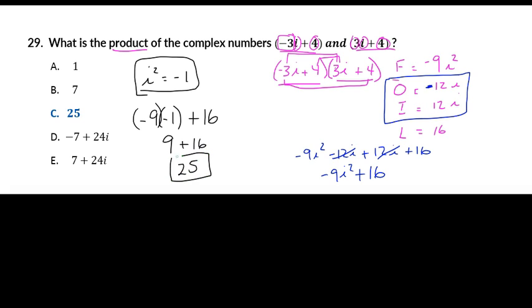25. Looked like a difficult problem, but it ended up being not that difficult if you knew that one piece of information about i squared being the basic property of the imaginary numbers: i squared equals -1.